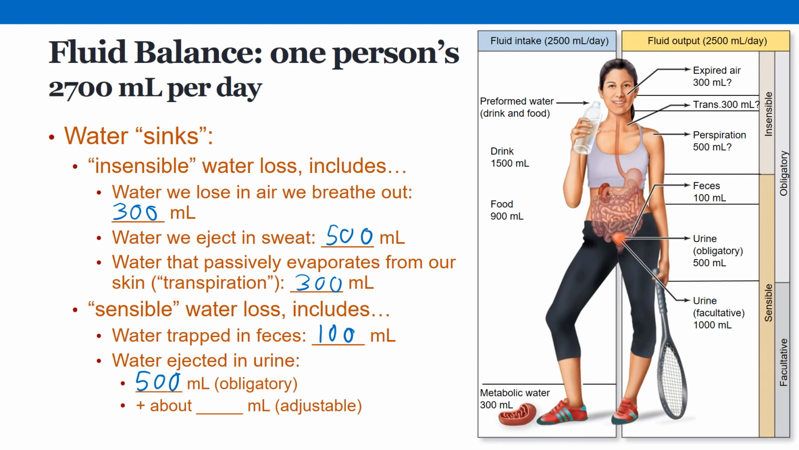of water a day. If we take 2,700 milliliters and subtract all of the other numbers on this page, we end up with this woman probably producing about 1,000 milliliters of adjustable or facultative urine. That's the amount that she adds to her urine to get rid of excess water. And that would probably give her that pale yellow urine that we've talked about that's a good thing.